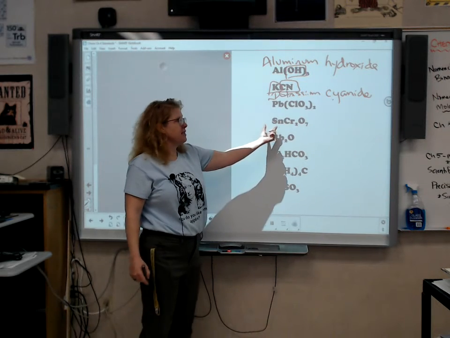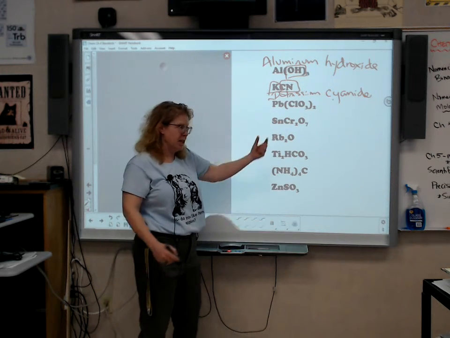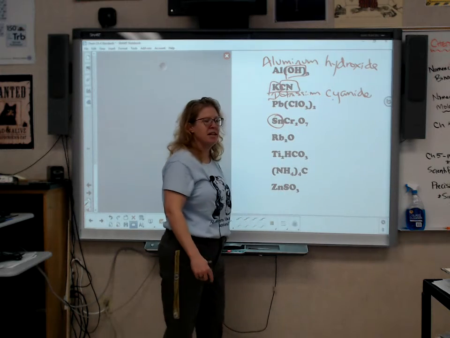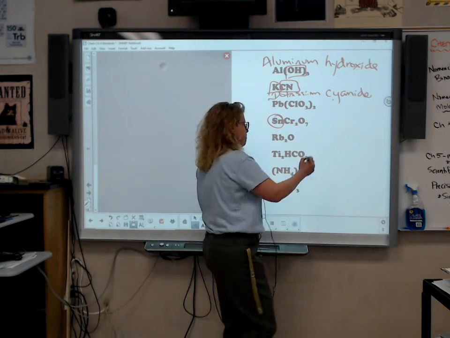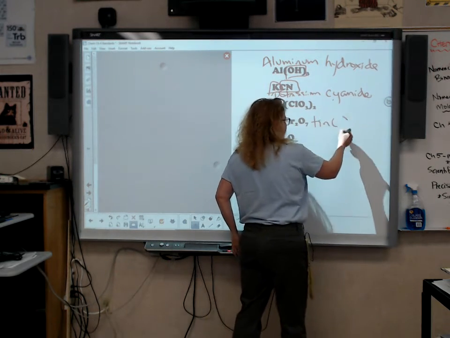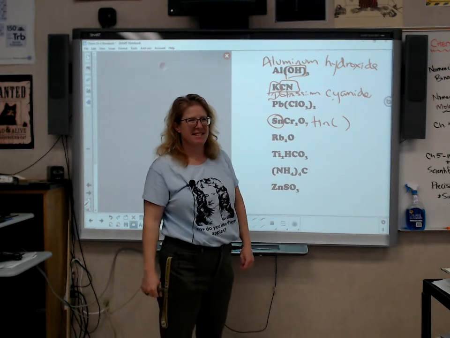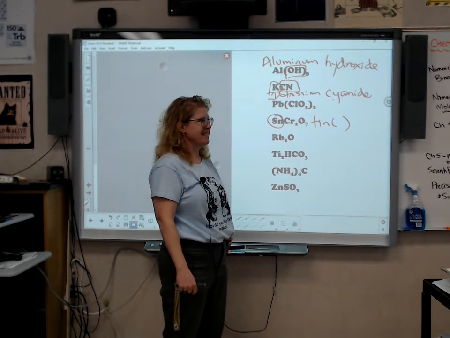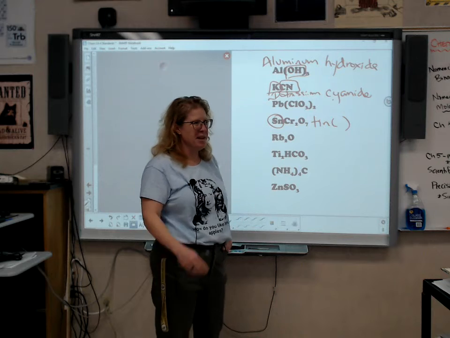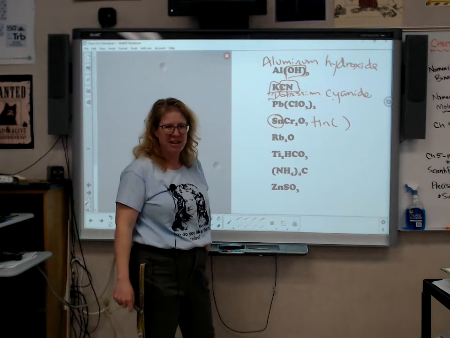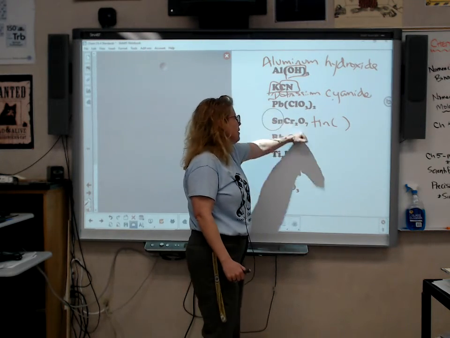All right. Sn, what element is it? Tin. So that's tin. Does tin need a Roman numeral? Yes, it does. It's under the stairs. It is one of the Harry Potter metals. It needs a Roman numeral. It likes to be a 4, but it doesn't have to be.